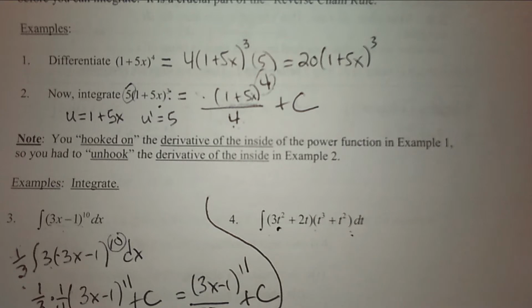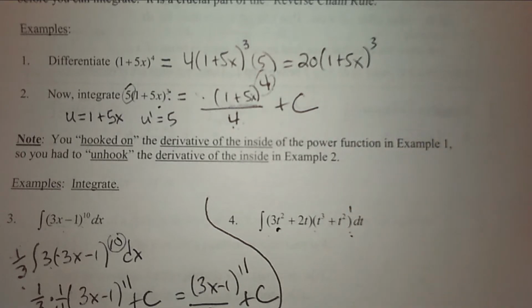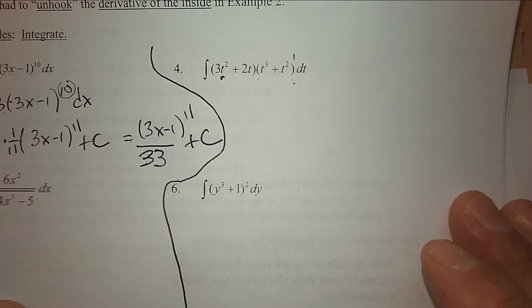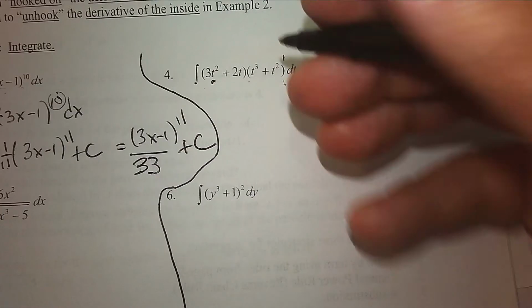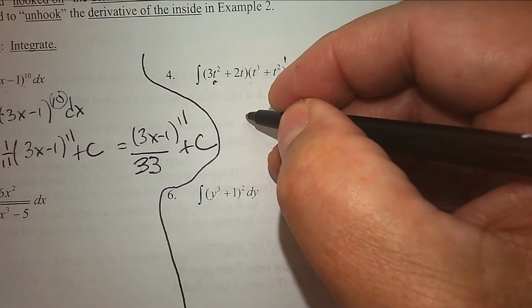That means you don't see an exponent on the second factor. But what exponent is there? 1. So how do I do the anti-power rule? What do I do for the integration? What do I do with 1? Add 1.